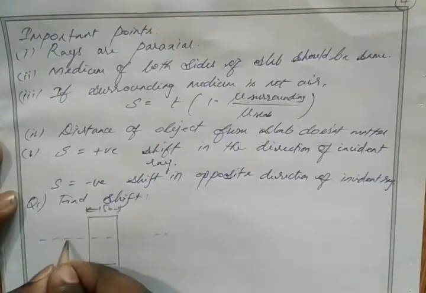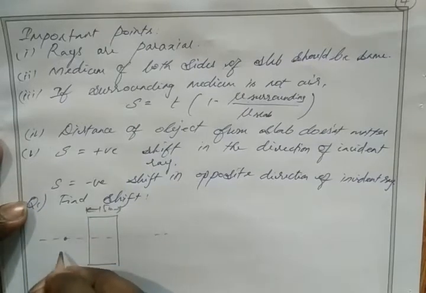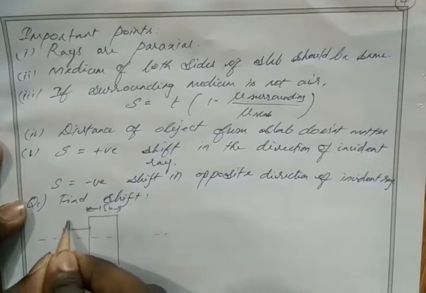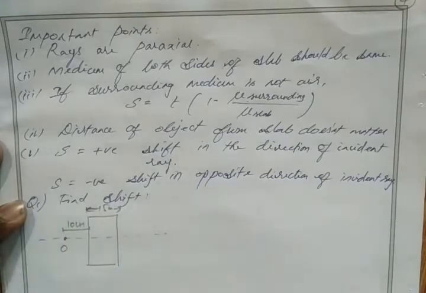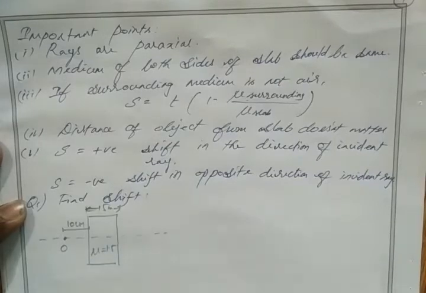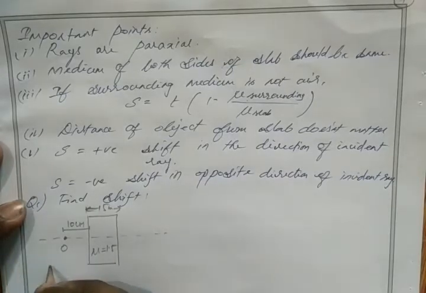Object is placed somewhere here, and the distance of the object to the interface is given as 10 centimeter, and the refractive index of glass is given as 1.5. So we have to find the lateral shift. This value is also given as 1, which means the surrounding medium is air.